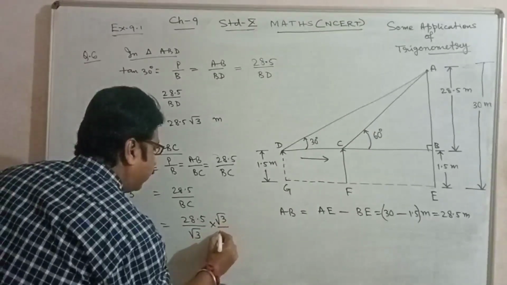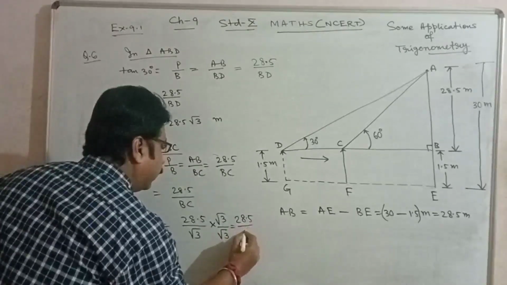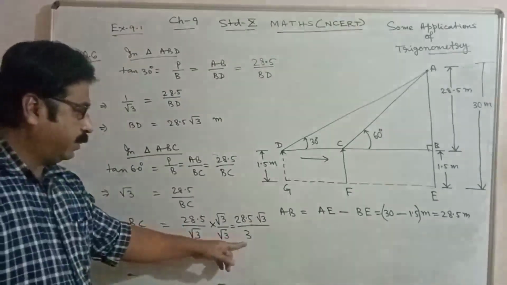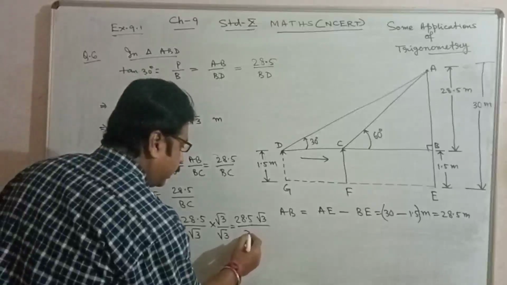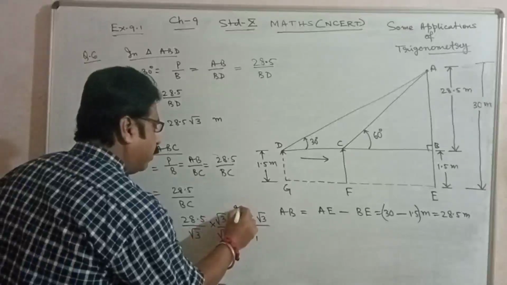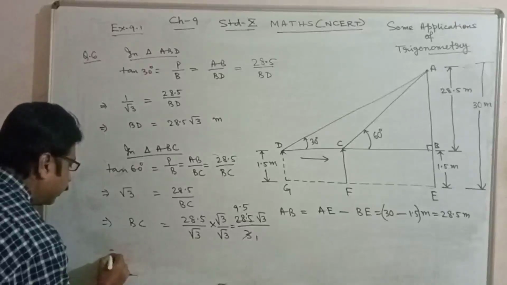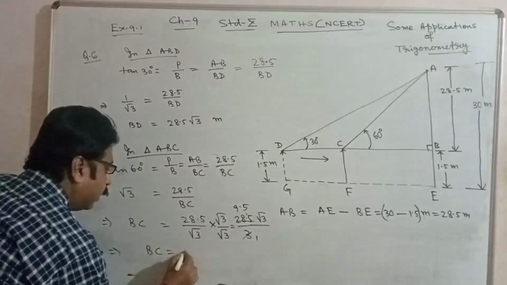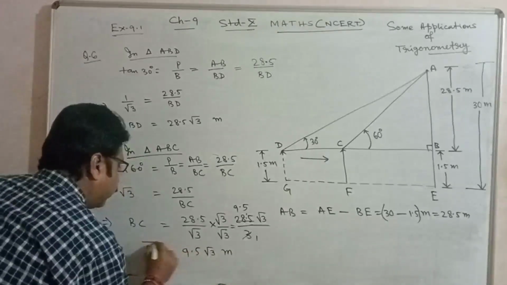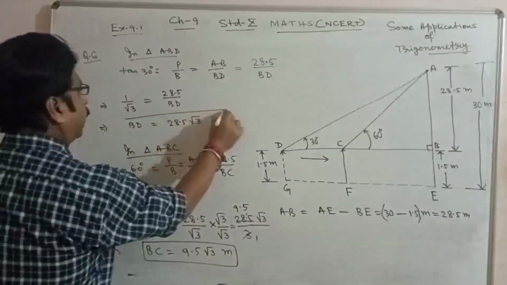It will be root 3 upon root 3, means 28.5 root 3 upon 3 into 3. We can cut 3 by 3. 3 1 is 3, 3 9 is 27, 1 will be left. 0.15, 3 5 is 15. Means BC is 9.5 root 3 meter. So we got BC and we got BD also.